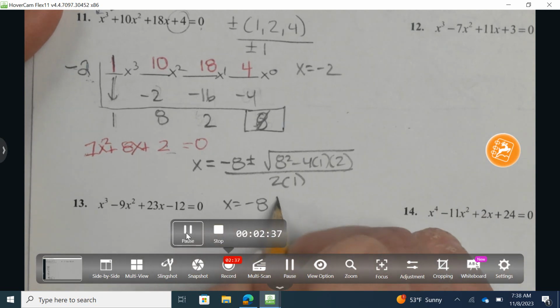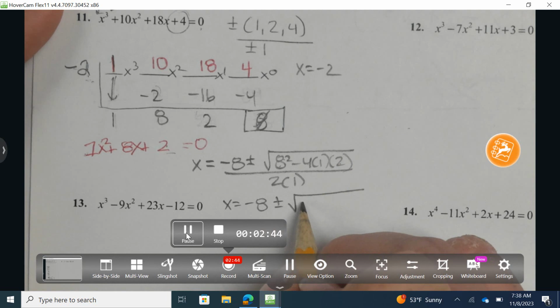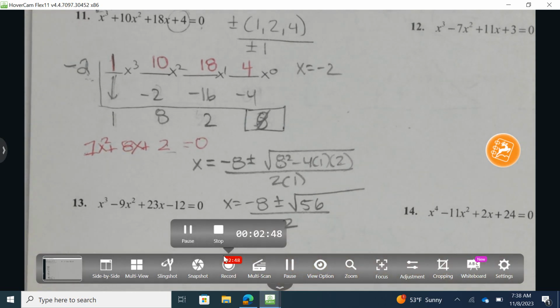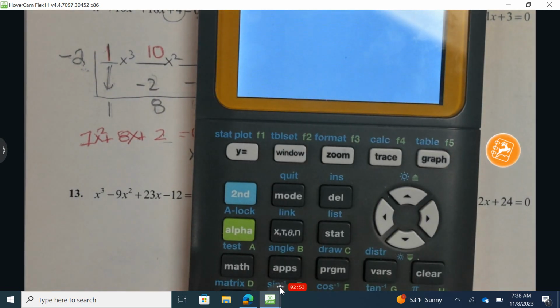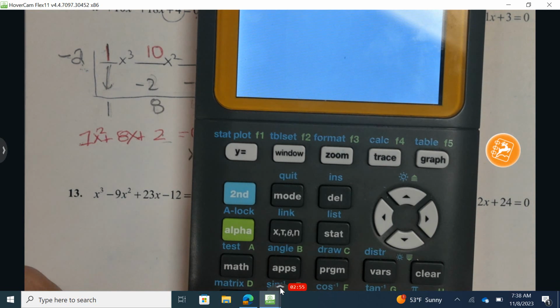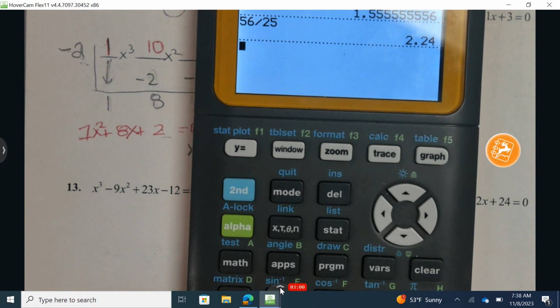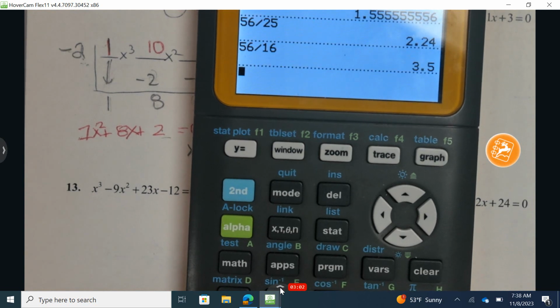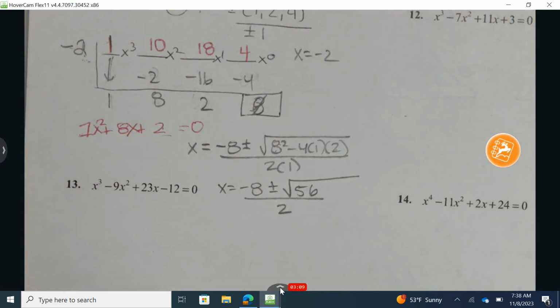x equals -8 plus or minus, okay, this is 64 minus 8. 64 minus 8 is 56, all over 2. Now, the question is, can I break down the 56? So I'm going to grab my calculator and go 56 divided by 49. I'm testing out, nope, 56 divided by 36, 56 divided by 25, 56 divided by 16, 56 divided by 9, and 56 divided by 4 finally works. So it's going to break down into 4 and 14.